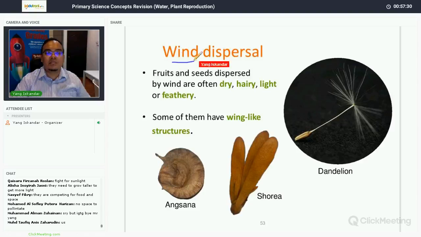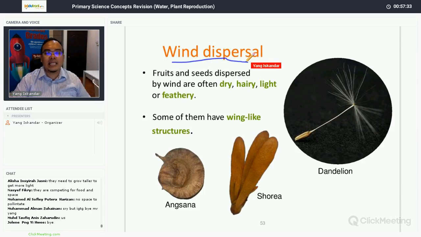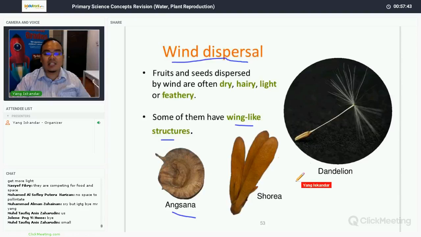If they are dispersed by wind, there are certain characteristics of the seed and the fruit. Usually the fruit has a wing-like or helicopter-like structure. Like you can see angsana here, like a flying saucer. Shorea here is like a helicopter. Or dandelion, it is very light, and it has a kind of wing-like structure here. It can spin and it can be dispersed very, very far.